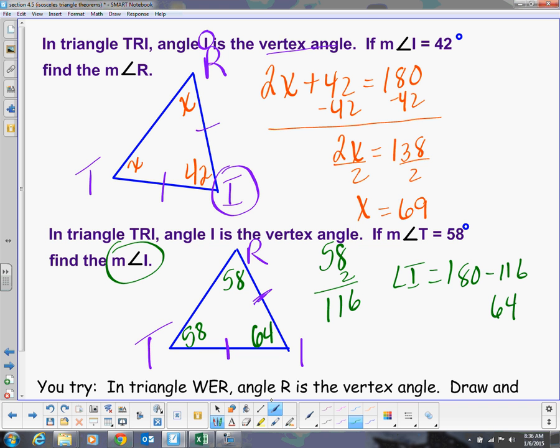Do you like this so far? Is this a good place to start? We literally are in triangles for like 9 weeks.